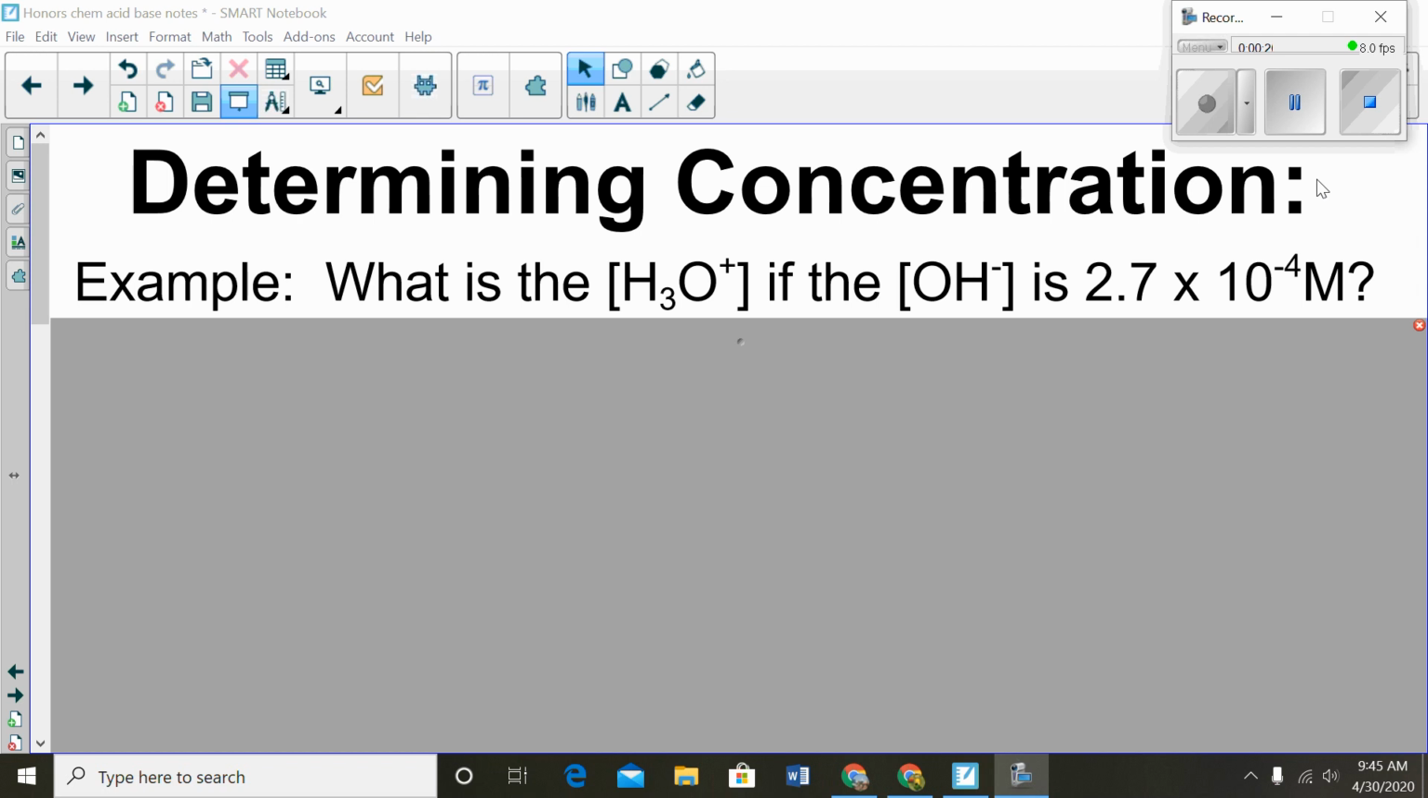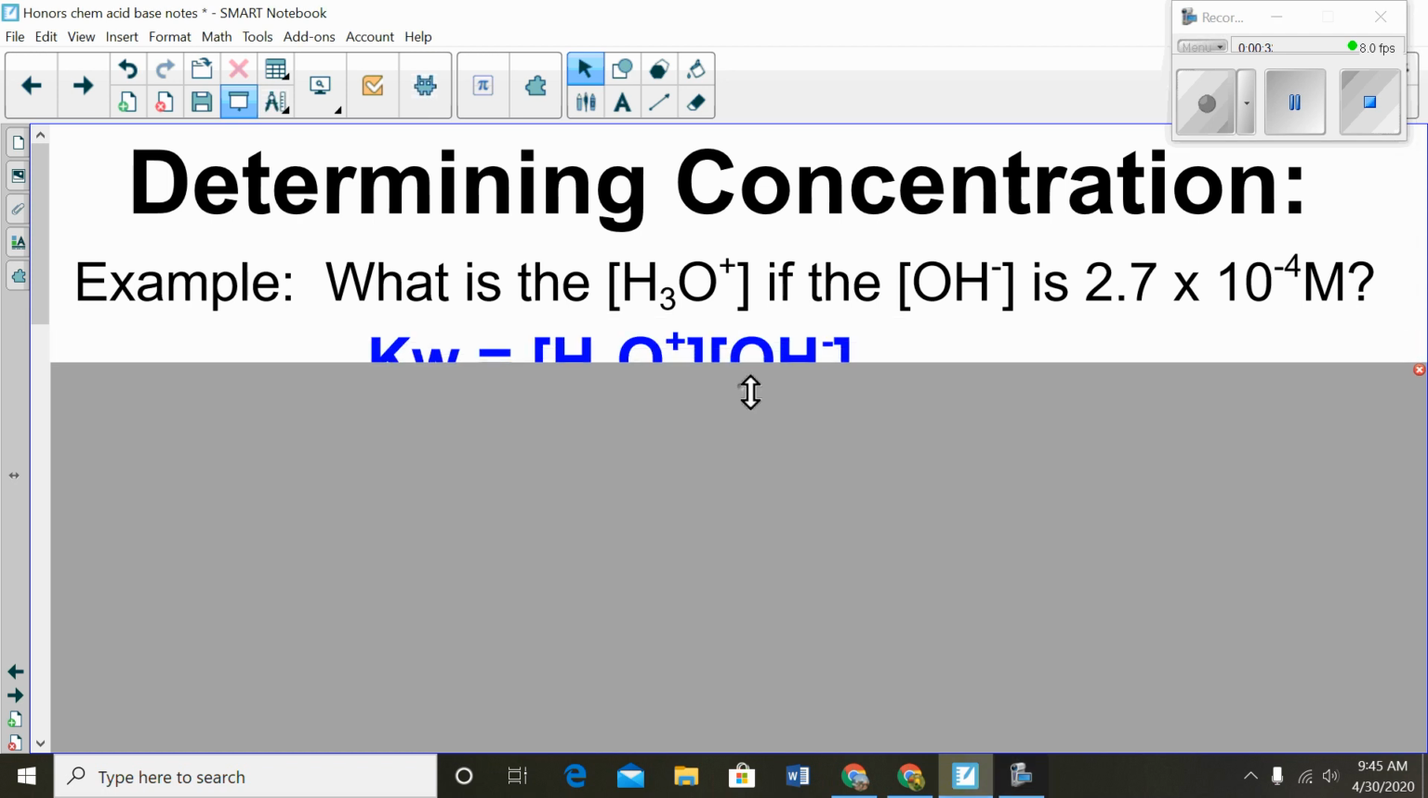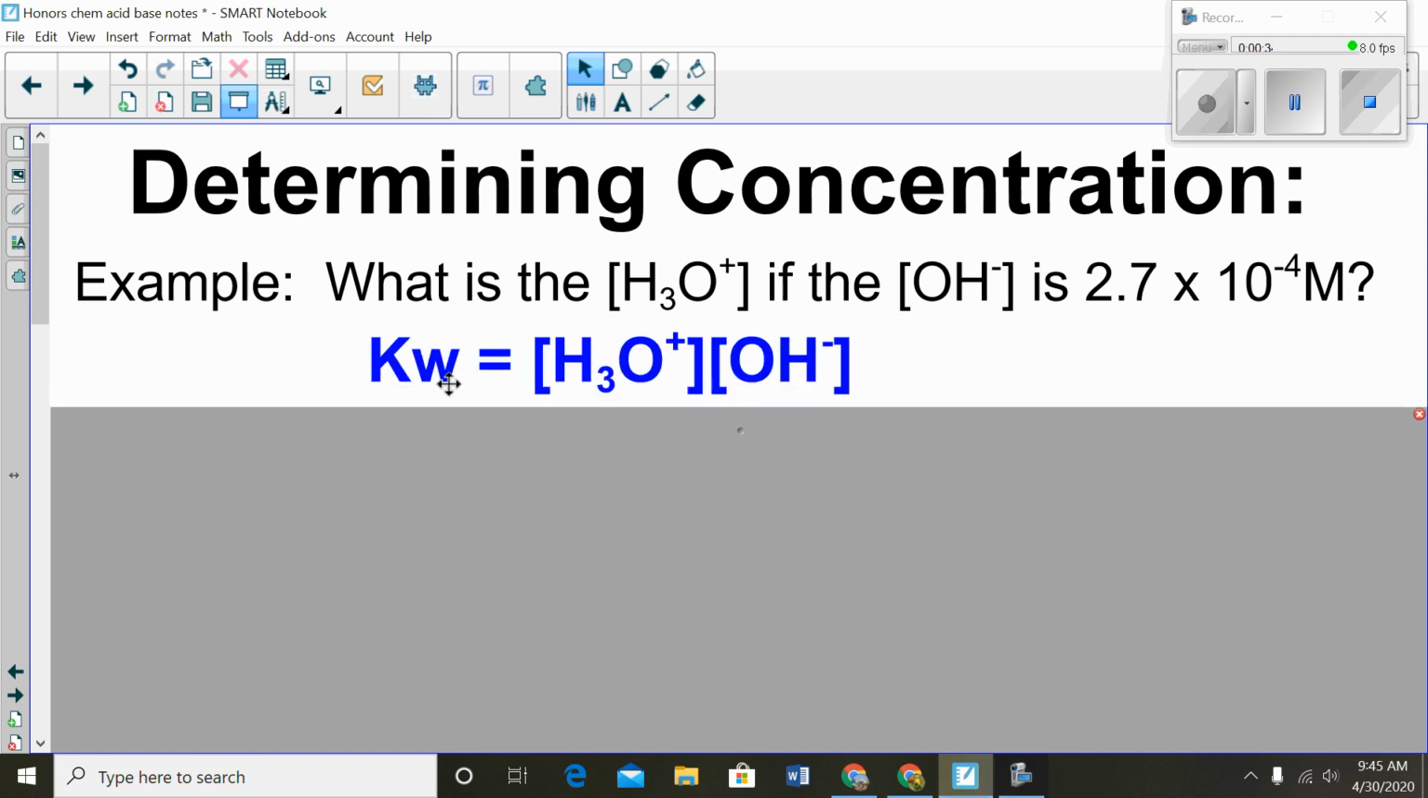So how do you figure this out? What are you supposed to use? Well, for every example in this lecture, we're going to use this equation. So it's the Kw, or equilibrium constant for water, which equals the concentration of H3O plus times the concentration of OH minus. So how do you fill this in now?